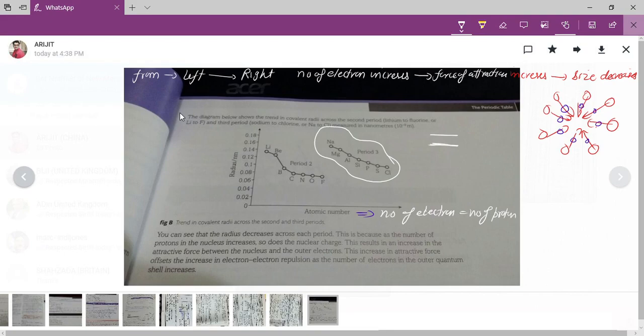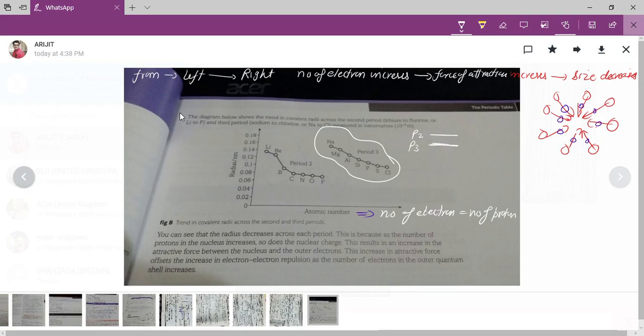Period will be this one and group will be column. Don't be confused about that. A period is a horizontal row. There are seven horizontal rows, and that is your period. So it is period 2, it is period 3.